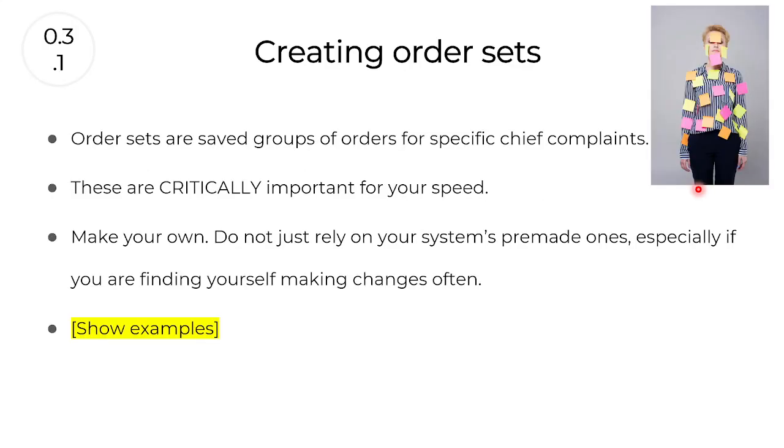All right, so let's go into creating order sets here. First off, what are order sets? Order sets are saved groups of orders for specific chief complaints. And these are critically important for your speed. So basically, in whatever EMR system you use, there will usually be a way for you to save into a specific folder, for example, a chest pain workup. And that might include a CBC, a BMP, and a troponin, a chest x-ray, and an EKG. And maybe even a repeat troponin.